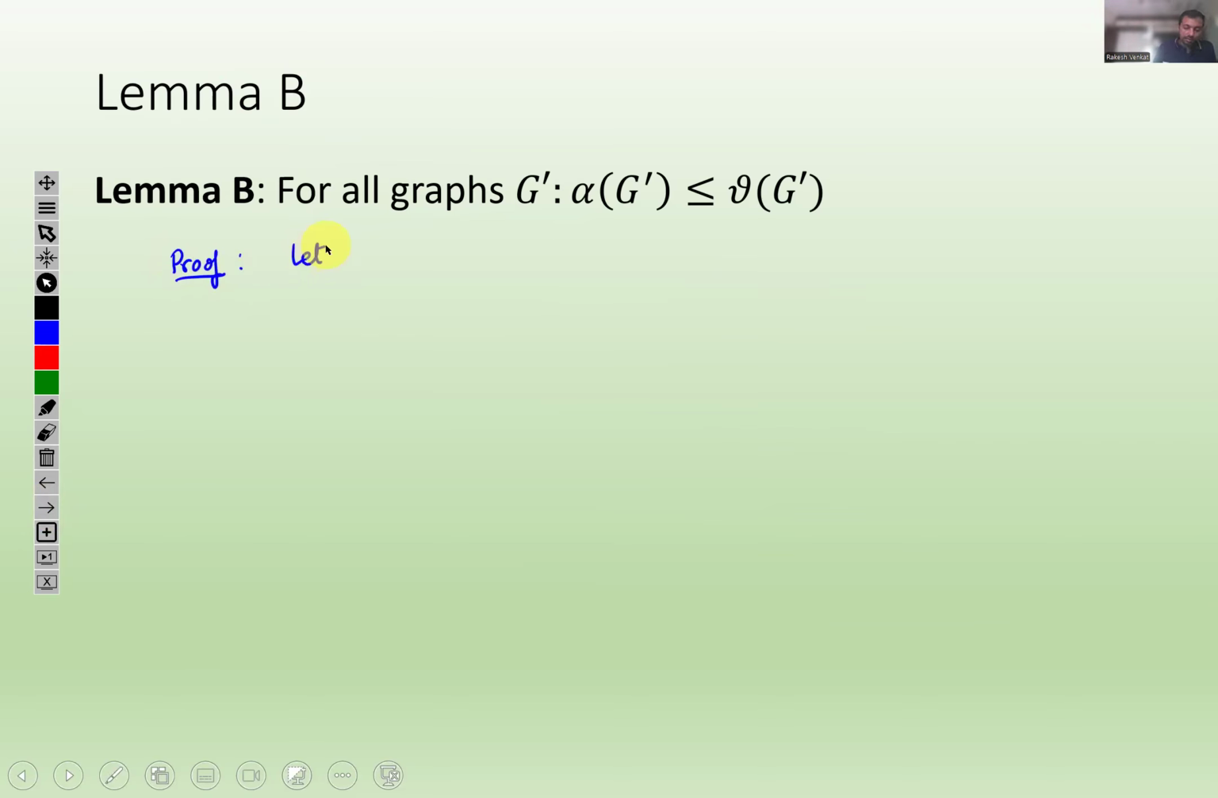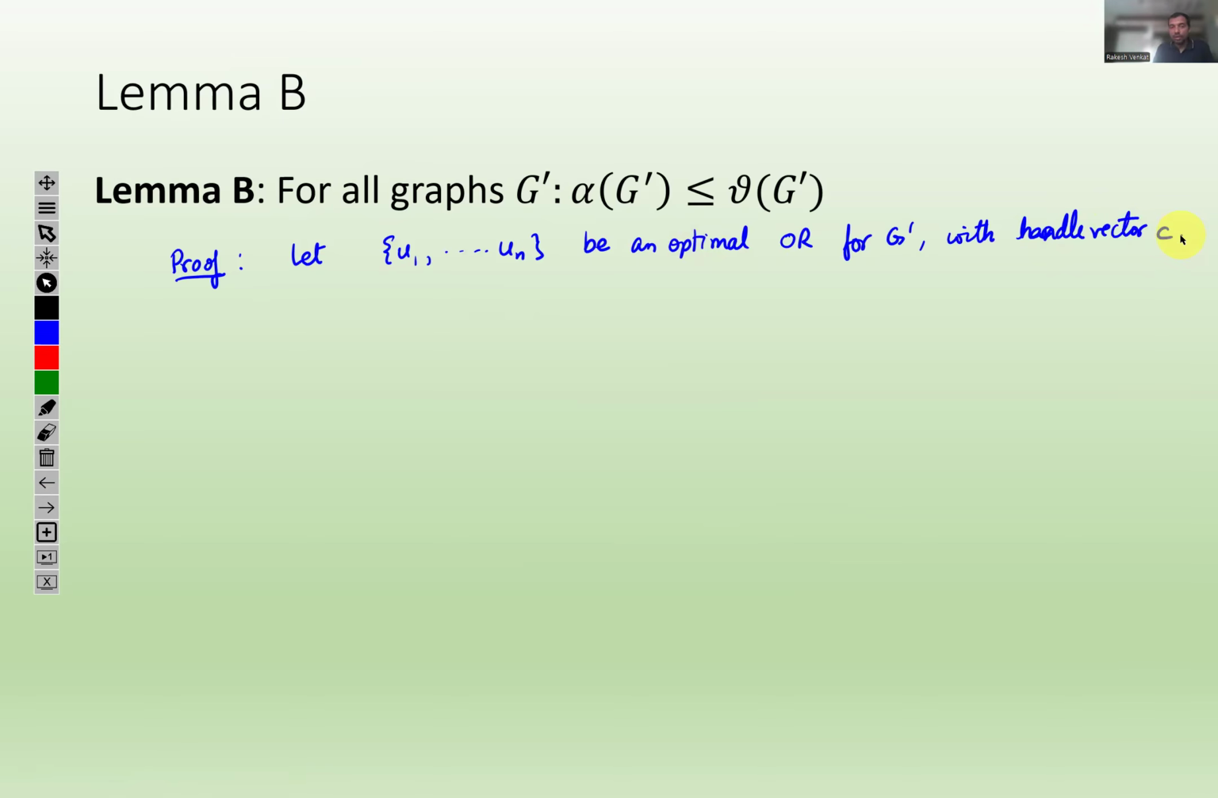So for any graph G, let u_1 to u_n be an optimal orthonormal representation for G prime. And let me say the handle vector that achieves the optimum is c. And now what are we going to do from this? We are going to somehow relate it to the size of the independent set. Now, how do we do that?